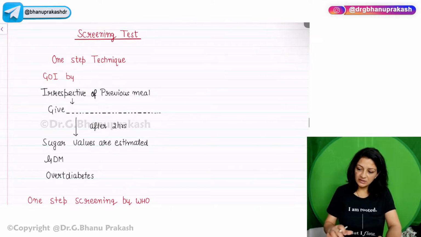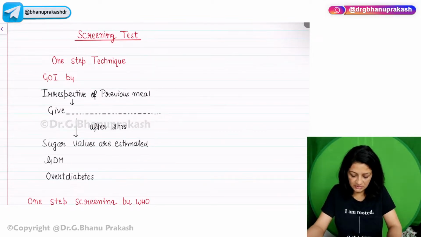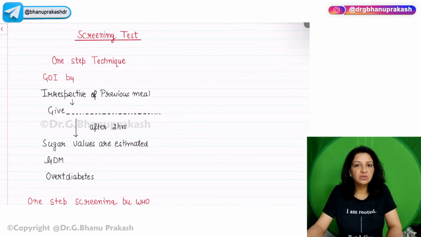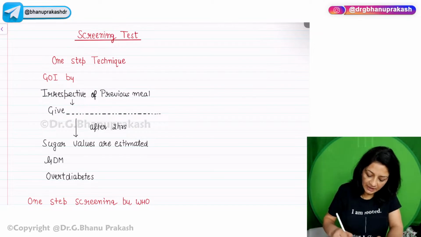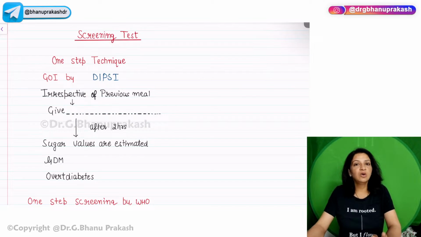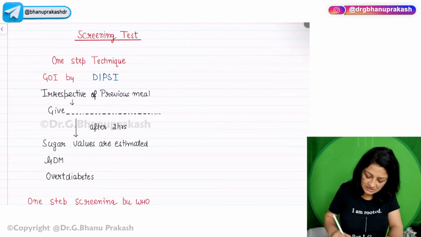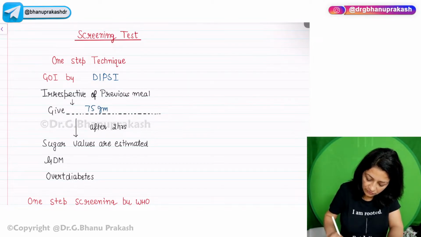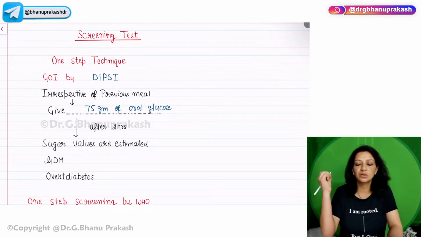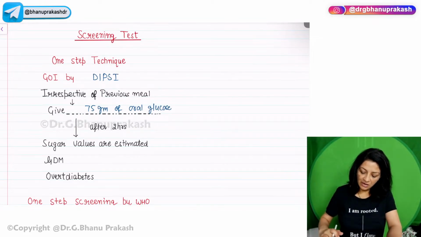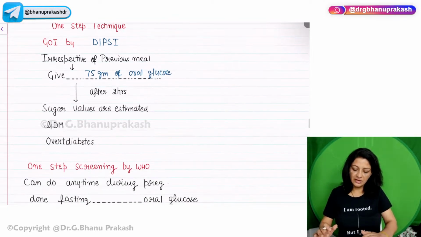So what are the screening tests? First is the one-step technique according to the Government of India, by DIPSI guidelines. By DIPSI guidelines, irrespective of previous meal, meaning we do not keep the patient fasting here, give 75 grams of oral glucose. Then after 2 hours, sugar values are estimated.